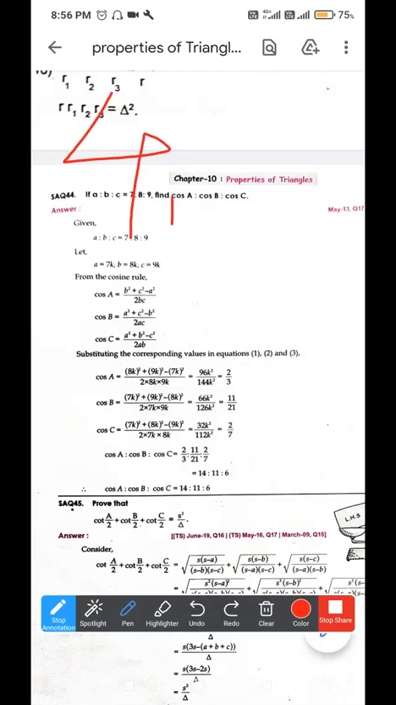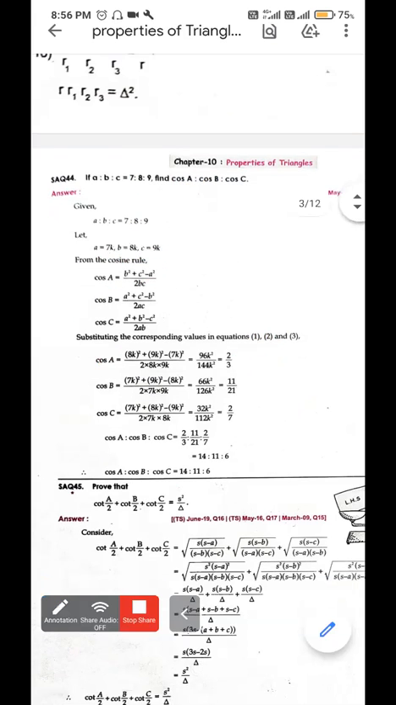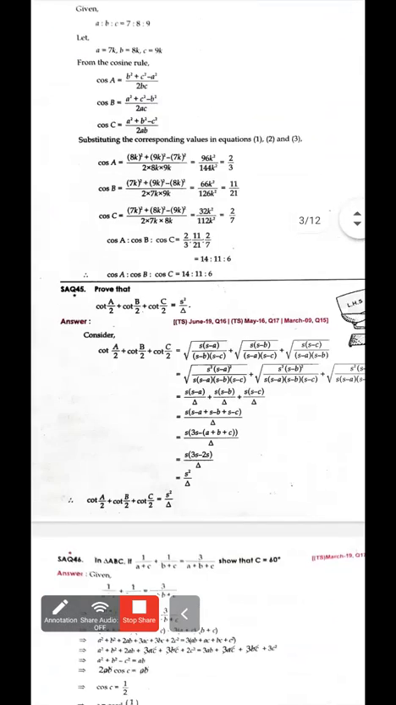Each question carries 4 marks. Each question carries how many marks? 4 marks. This was the first question.